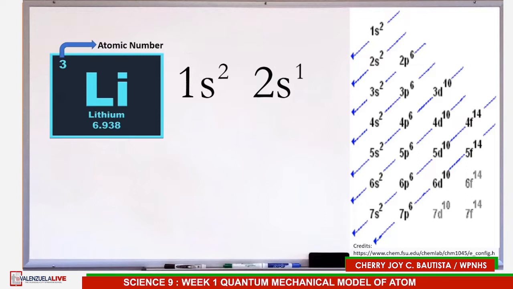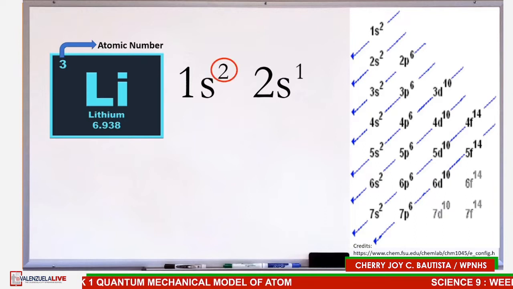Now let's try to get the electron configuration of lithium. Following the mnemonic device, we have 1s2, 2s1. 2 plus 1 equals 3.